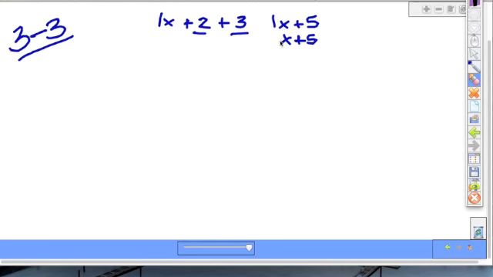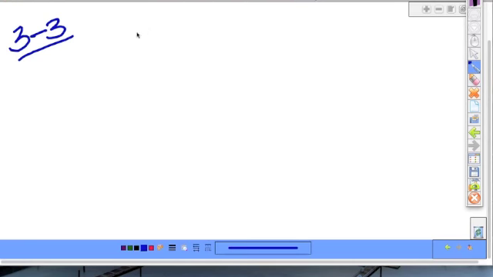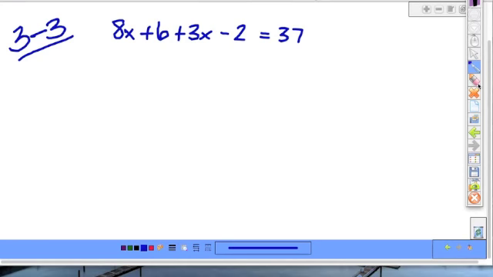All right, so let's try some that are a little bit harder. Let's try one that looks like this. We have 8x plus 6 plus 3x minus 2 equals 37. So the first thing we want to do is solve for x. But before we can solve for x, we have to make these down to 1x instead of 2 numbers with x's. So what I'm going to do is combine my like terms.